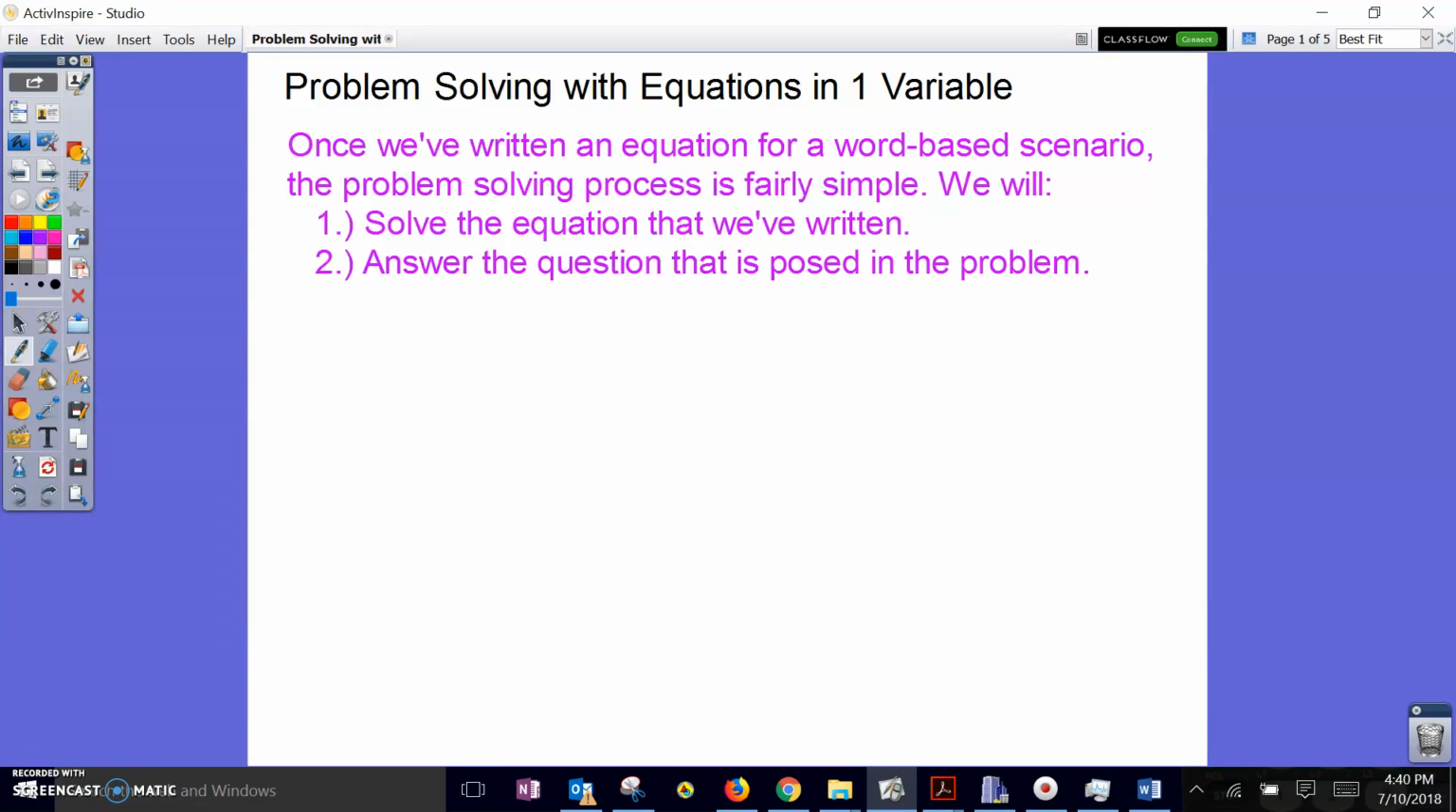All right, in this video, we're going to finish off the problem-solving process that we started in the last video. We're going to look at how we solve problems with equations in one variable. After we've written an equation for a word-based scenario, the rest of the process is actually pretty simple. All we're going to do is take the equation that we've written and solve it. And once we've solved it, we're going to make sure we answer the question that's posed in the problem.